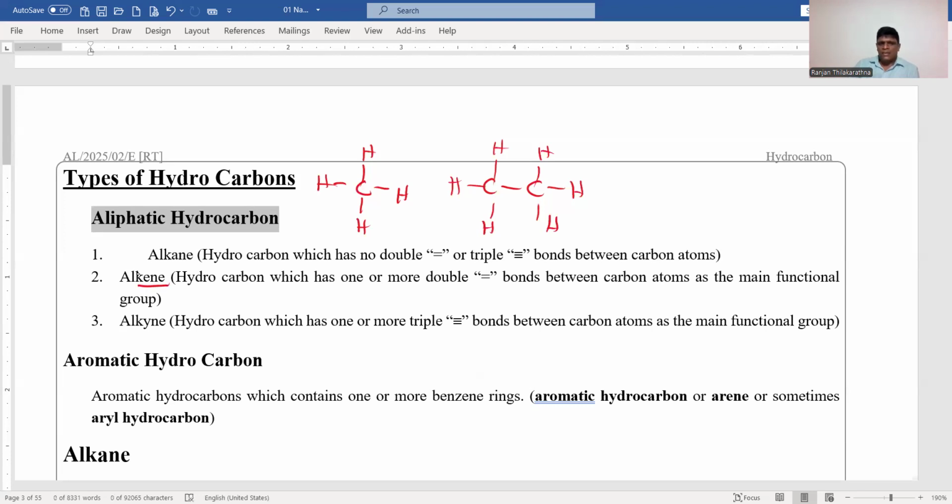Alkene means having at least one double bond within the carbon chain. See, an alkene is a hydrocarbon which has one or more double bonds between carbon atoms as the main functional group.